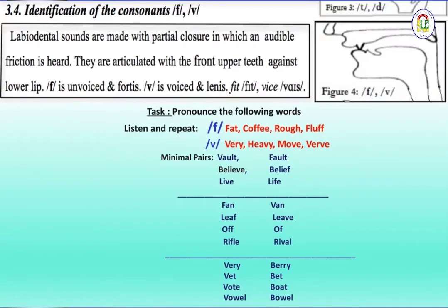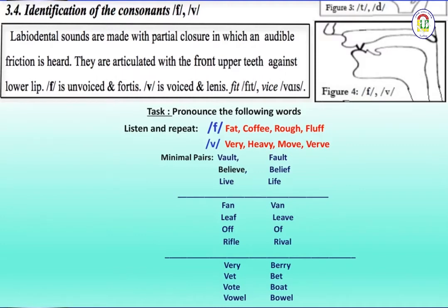Identification of the consonants f and v. Labiodental sounds are made with a partial closure. So this is a fricative, in which we stop the air partially, not completely, and an audible friction is heard. That is, when we block the air partially, we have friction between the articulators or organs of speech. They are articulated with the front of the tongue against the lower lip to produce f, which is unvoiced and fortis. V is voiced and lenis, like in fit and vice.